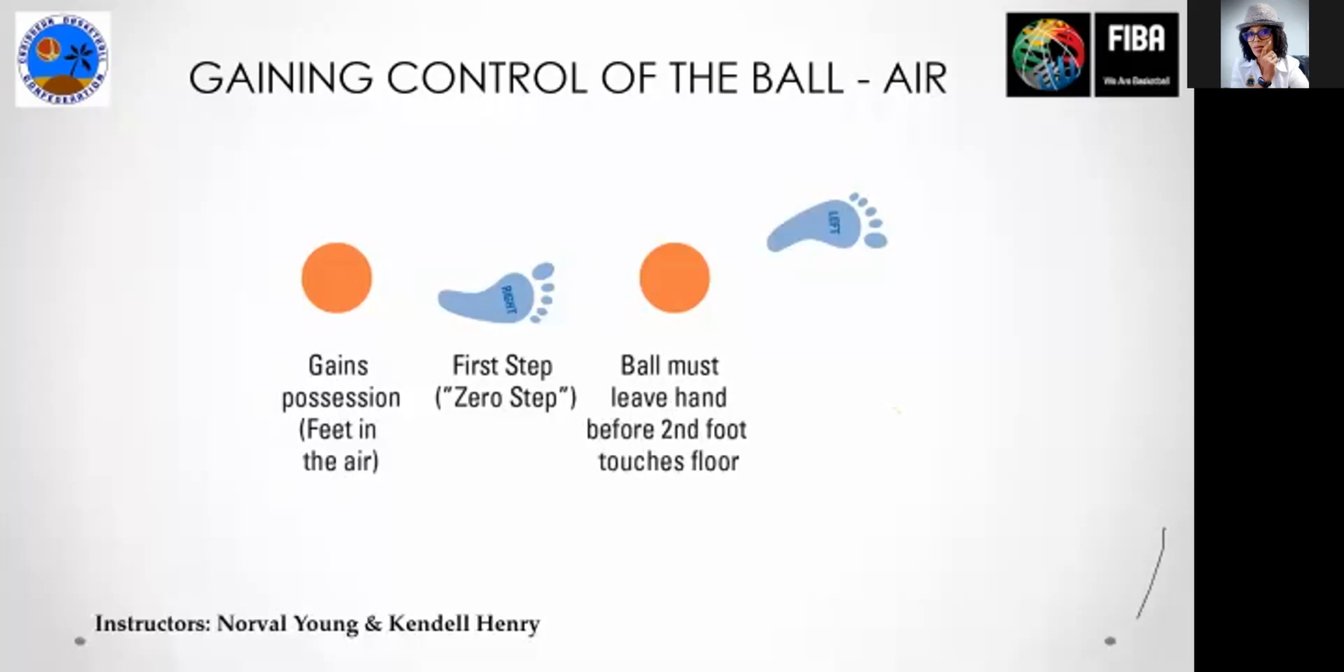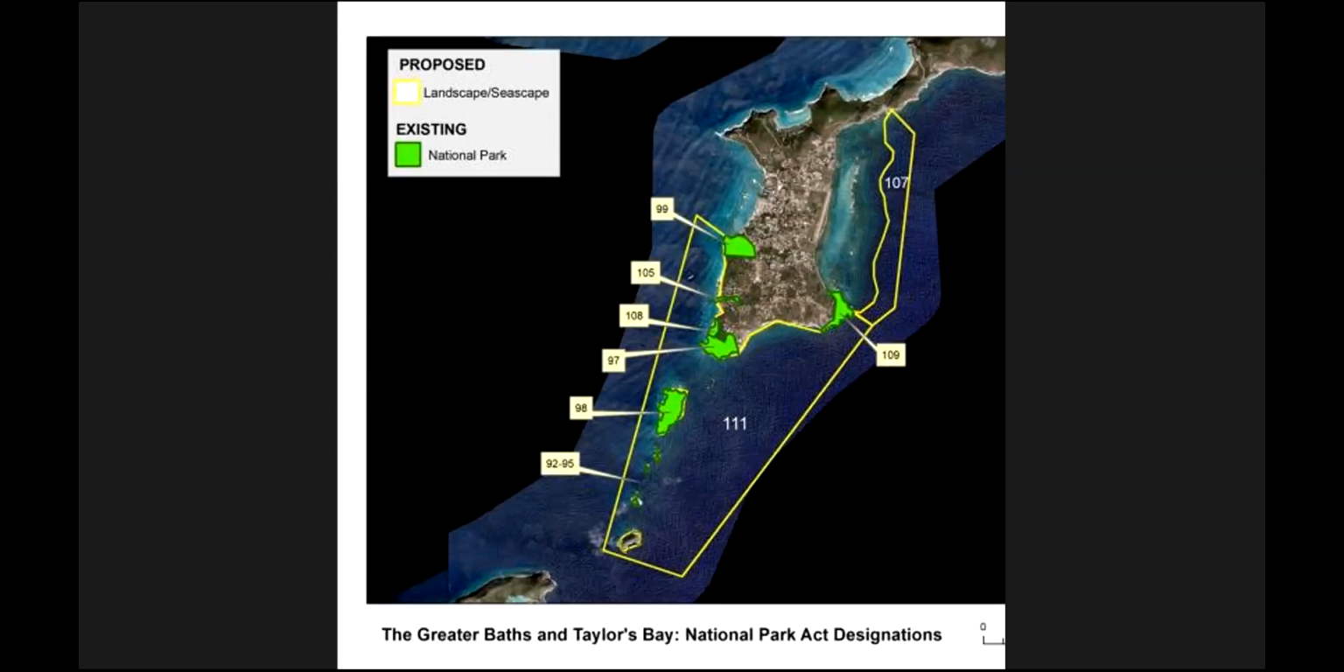So I gather you to say, Mr. Young, that I start off airborne. That right foot comes in contact with the ground. I've got my 0 step. And the window of opportunity for me to pass or shoot must happen before the other foot comes in contact with the ground. That's correct.